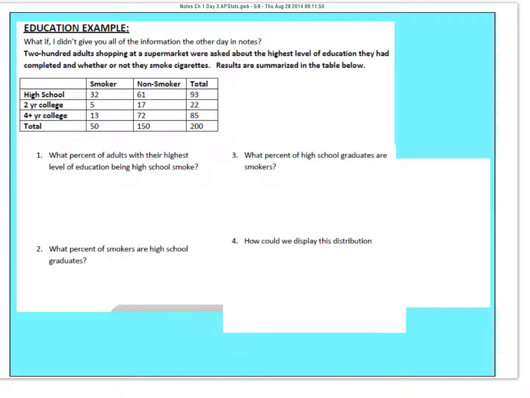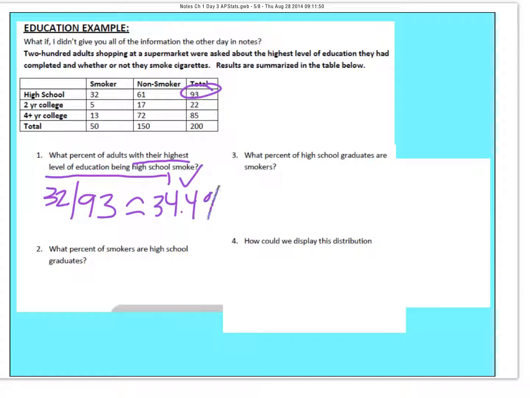Question 1: what percent of adults with their highest level of education being high school smoke? What you want to ask yourself about this question is, are they looking at everyone in the table, all 200 respondents, or is it a subset that is a conditional group within this table? If we read it again, it says, what percent of adults with their highest level of education being high school? I stop right there. Do they smoke? So I'm actually going to look at those that had the highest level of high school, which is 93. Of that group, how many of them smoke? The answer here is 32 out of 93, and that is going to be about 34.4% of those smoke. This is considered a conditional number because we're not looking at the entire table total. It's a subset.